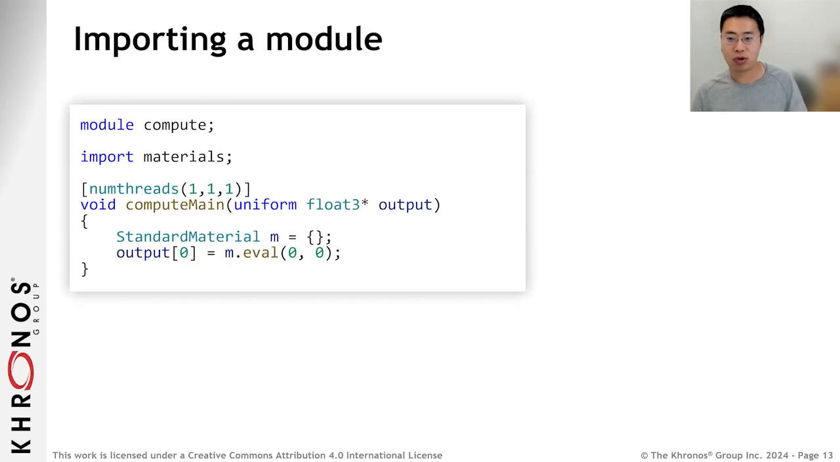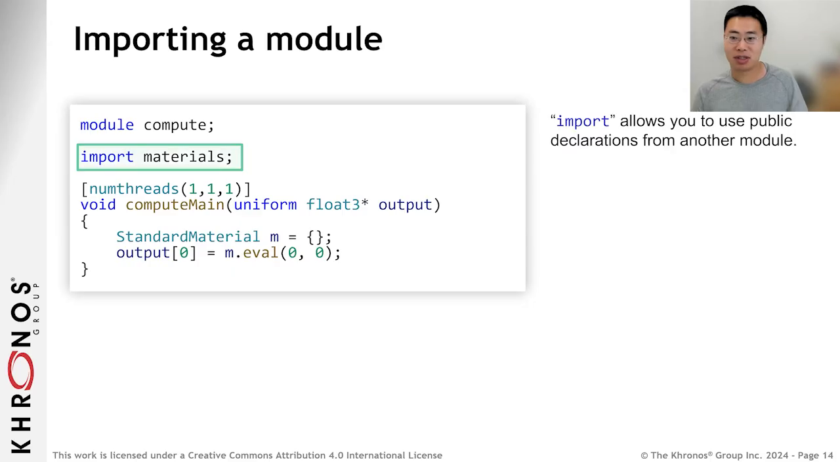So that's how you will write and compile a module. So let's see how you can use that module. You can use the module by simply importing it like many other languages. So here we define another module called compute, and that defines a compute shader entry point.